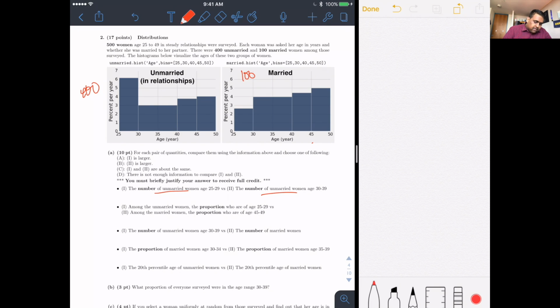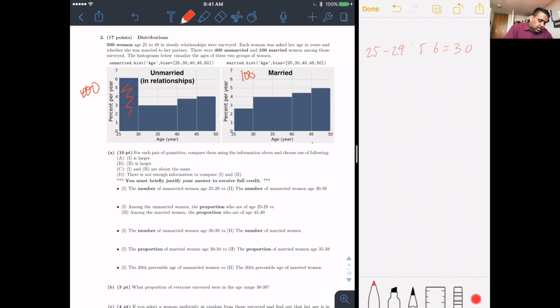So now let's look at the values for both 25 to 29 and 30 to 39. So again, we need to look at the areas. So for 25 to 29, the area, well, the width is 5, the height is 1, 2, 3, 4, 5, 6, so that's 30. So about 30% of the values lie between 25 to 29, or i.e. 30% of the women who are unmarried are between 25 to 29.